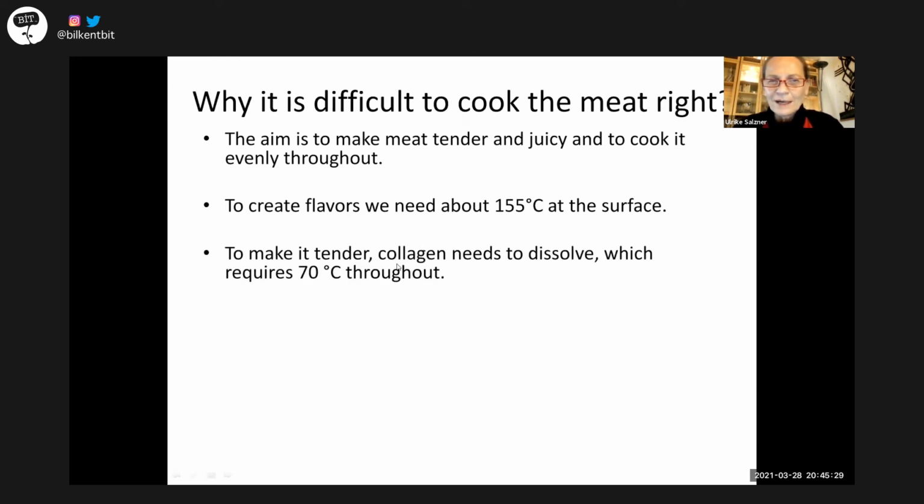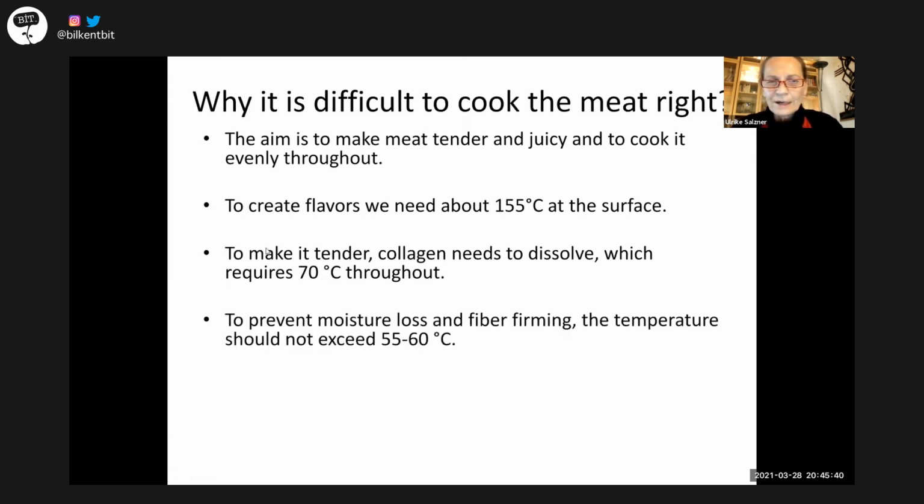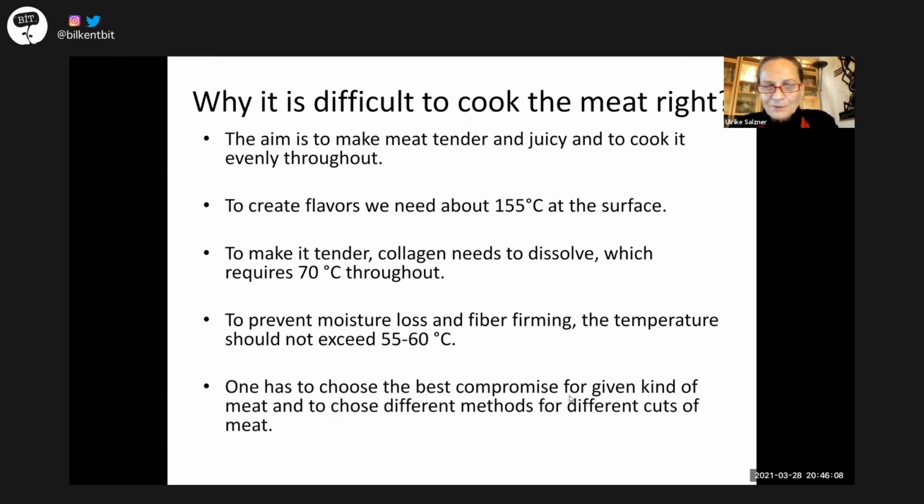Second, we would like to make the collagen tender. For this one, we need 70 degrees, and we would have to reach this throughout the meat, also in the middle. Now, the moisture loss and the fiber firming actually start at 55 to 60. That means at this point the meat already starts getting dry and hard. So we need to reach these temperatures without overdoing it, because otherwise we lose too much moisture and the meat becomes what we call a shoe sole, which nobody can eat anymore. So now we have to find the best compromise for that.